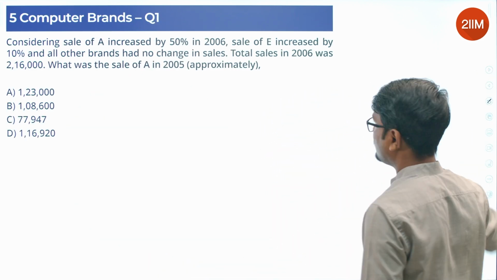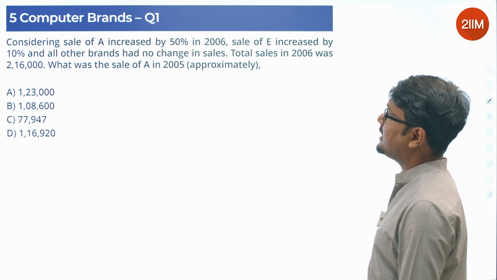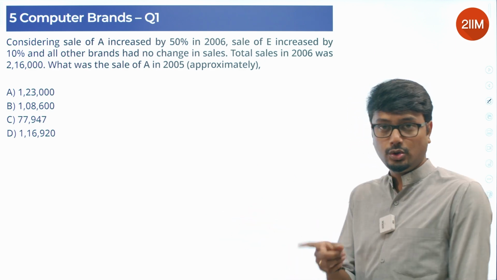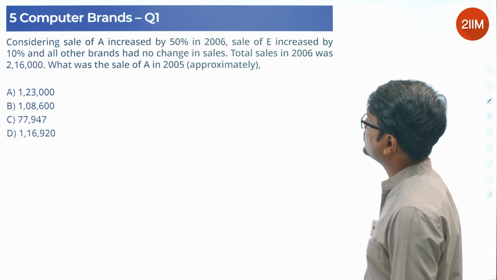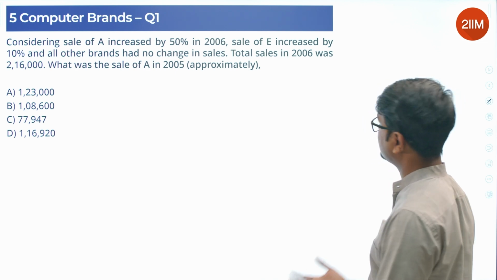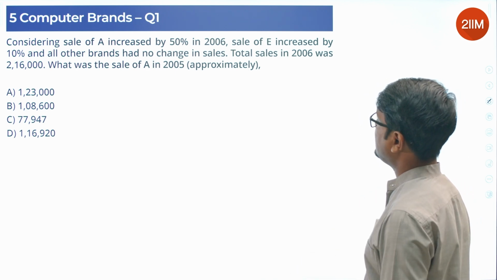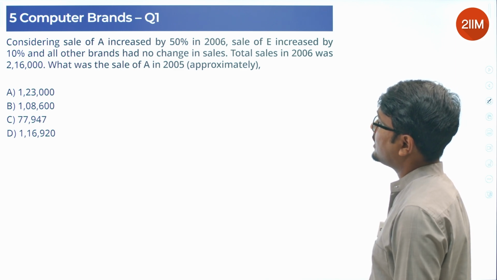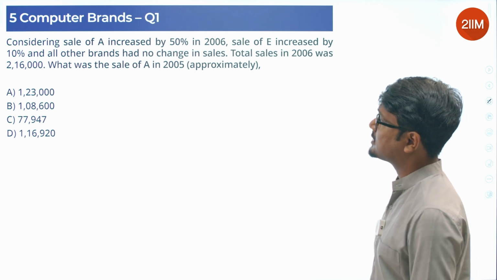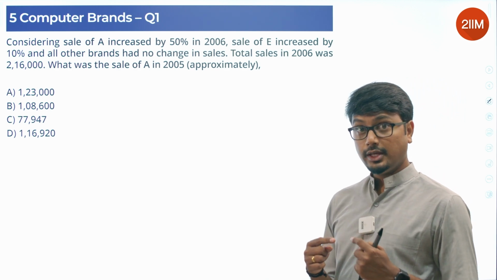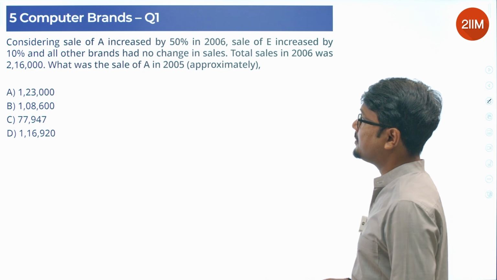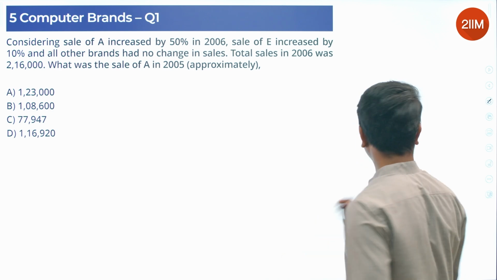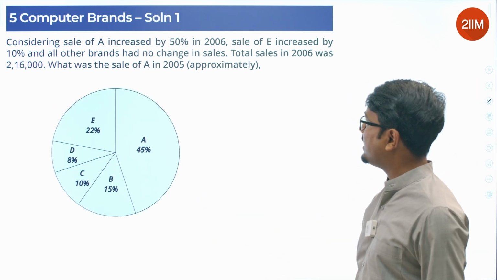Now let's check with the question. What is the question? Considering the sale of A increased by 50% in 2006. So it was given up to 2005. Now this is 2006. Okay, 50% increase. And sale of E increased by 10% and all other brands had no change in the sales. Total sales in 2006. Okay, so they've given the sale in 2006, 216,000. What was the sale of A in 2005 approximately? We'll find out. So we got the data, right?